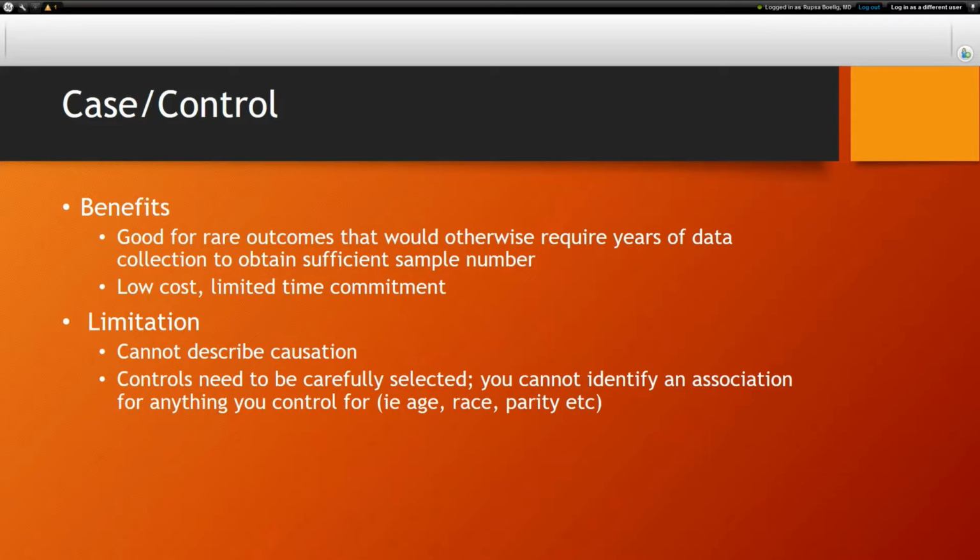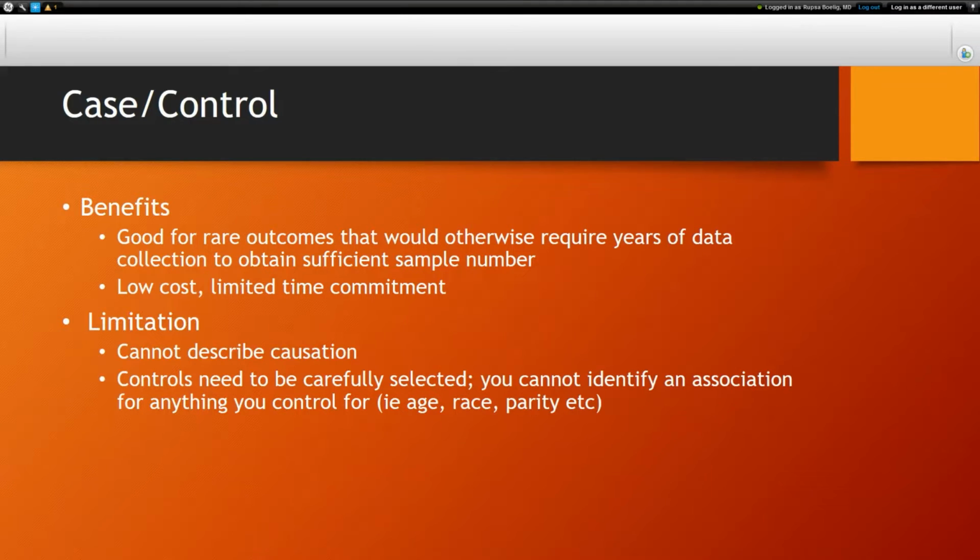Or to match by. So you might say, I'm going to match them by age, usually an age range rather than an exact year, or match by race, or match by parity, so that you have the same number of nulliparous and multiparous cases as you do controls. Parity, for example, would be an important thing if you're looking at preeclampsia or preterm birth, where parity is a known risk factor for having that outcome or not having that outcome.